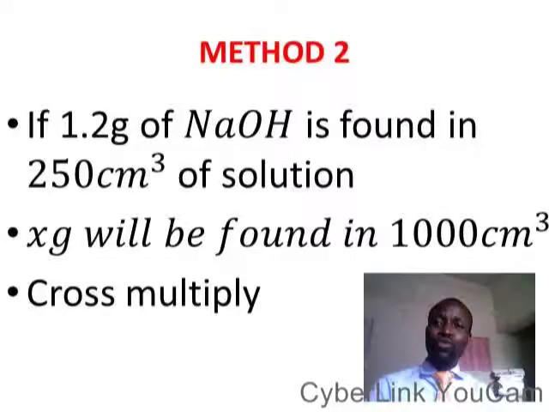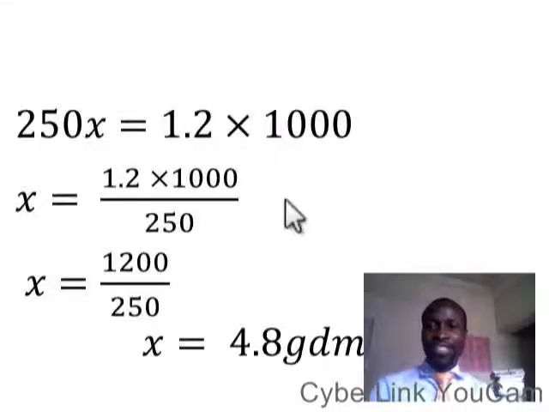Now, if that method is not too good for you to comprehend, here is another method. If 1.2 gram of sodium hydroxide is found in 250 centimeter cube of solution, now you can say S gram will be found in 1000. All you just need to do, say S goes to 1.2 is equal to 250, now 1000 goes to 250. When you cross multiply here, it will give us 250 times S is equal to 1.2 times 1000. So when you make S the subject of the formula, what you are going to have is 1.2 times 1000, everything divided by 250.